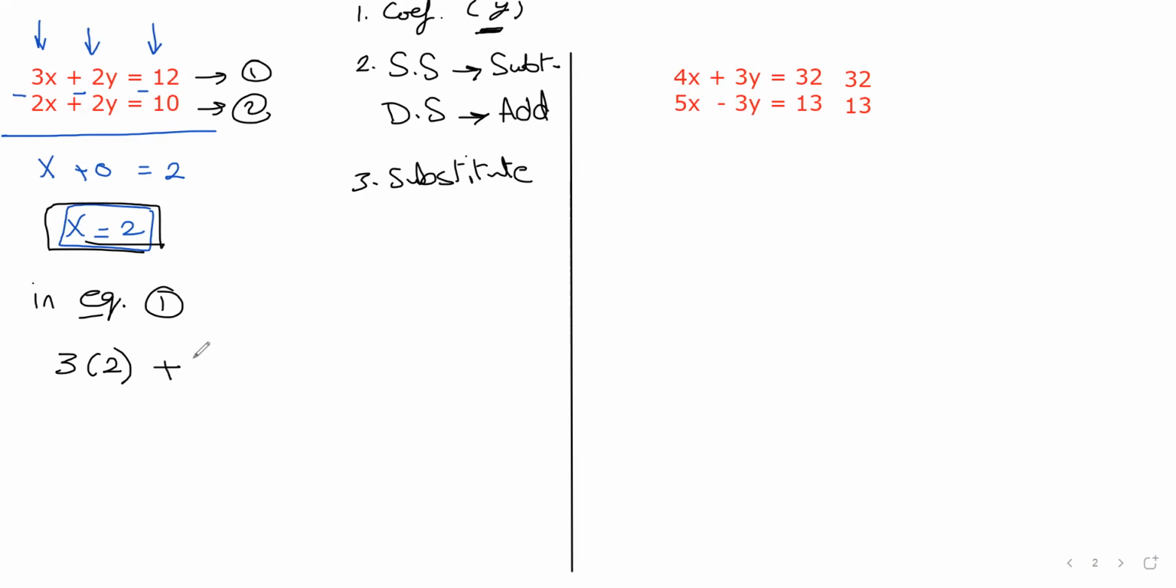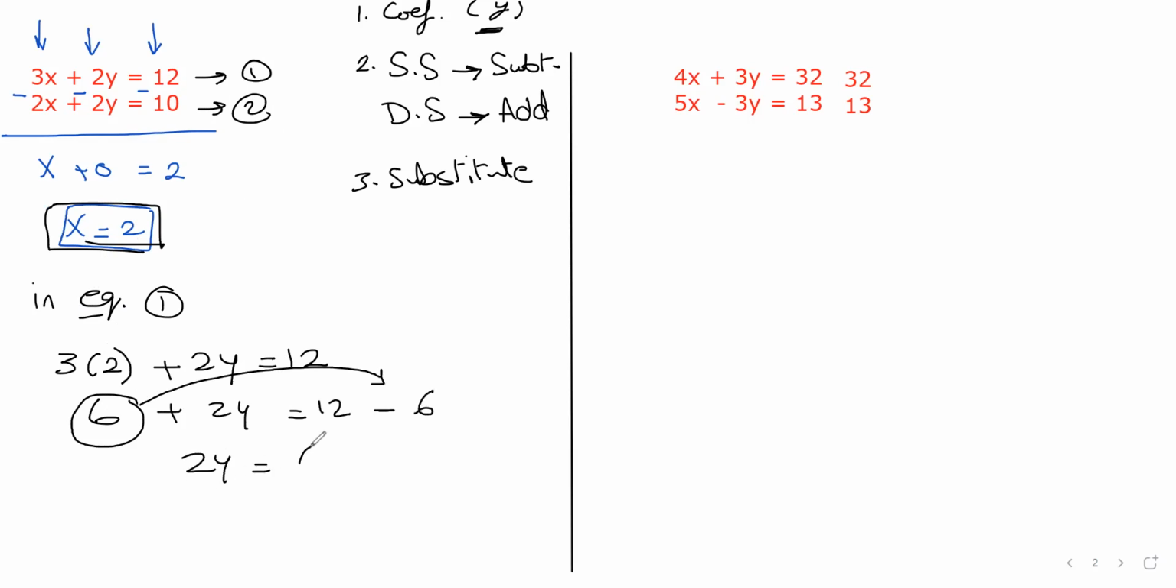3 multiplied by 2 plus 2y equals 12. 6 plus 2y equals 12. As what we did in the starter, move the 6 to the other side as minus 6. So 2y equals 6. Get rid of the 2, moving it to the other side as division. So y equals 3. We are done with the question, and we got the two unknowns, x and y.